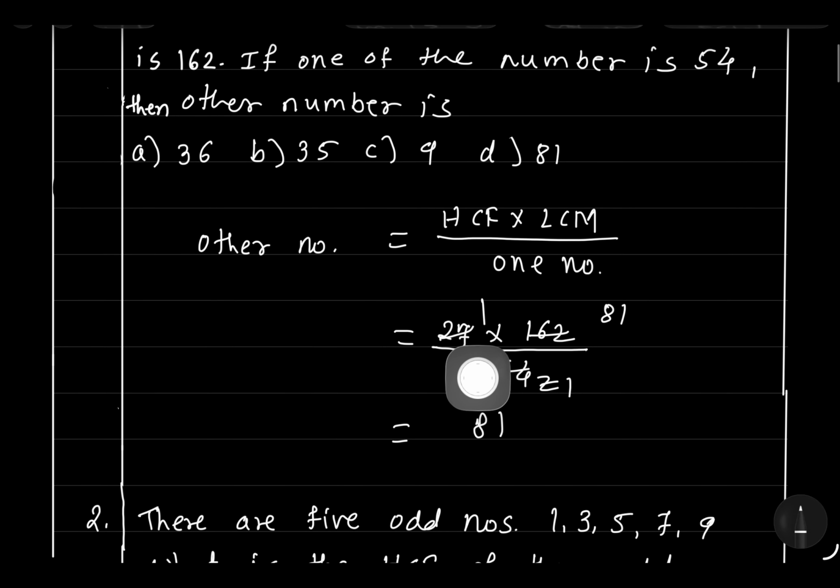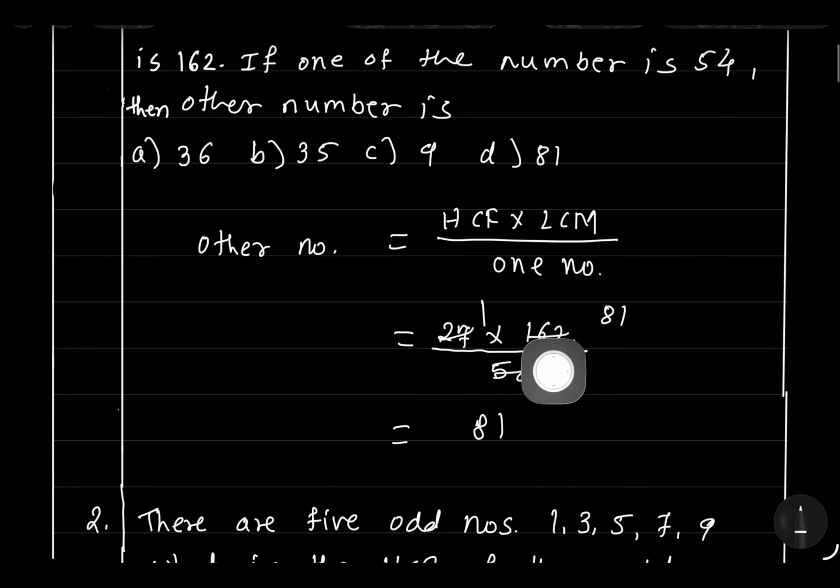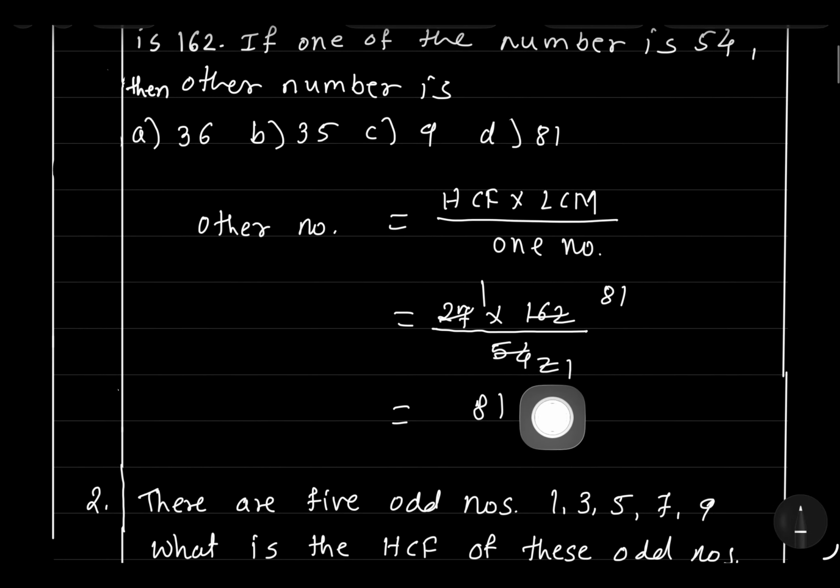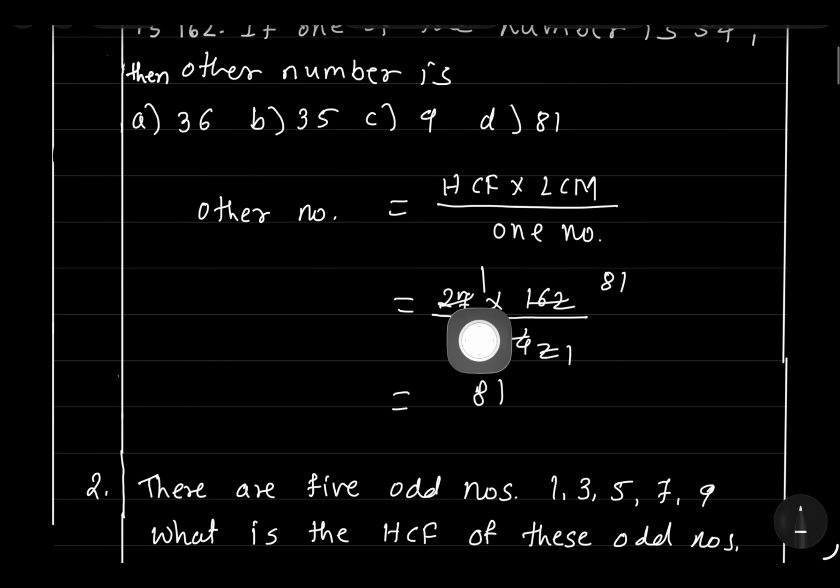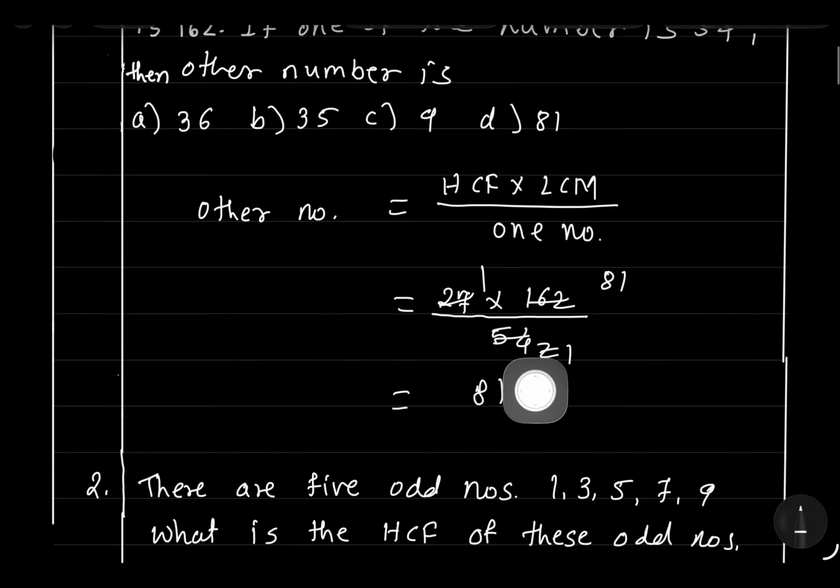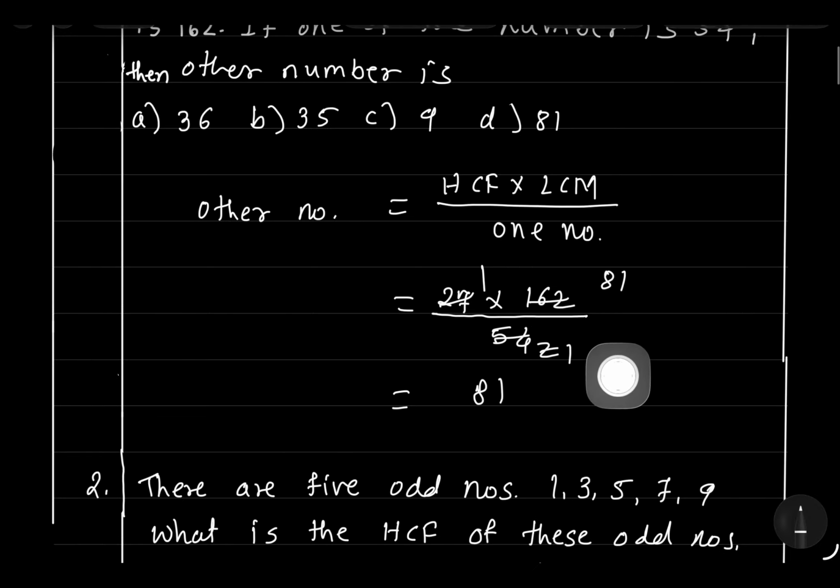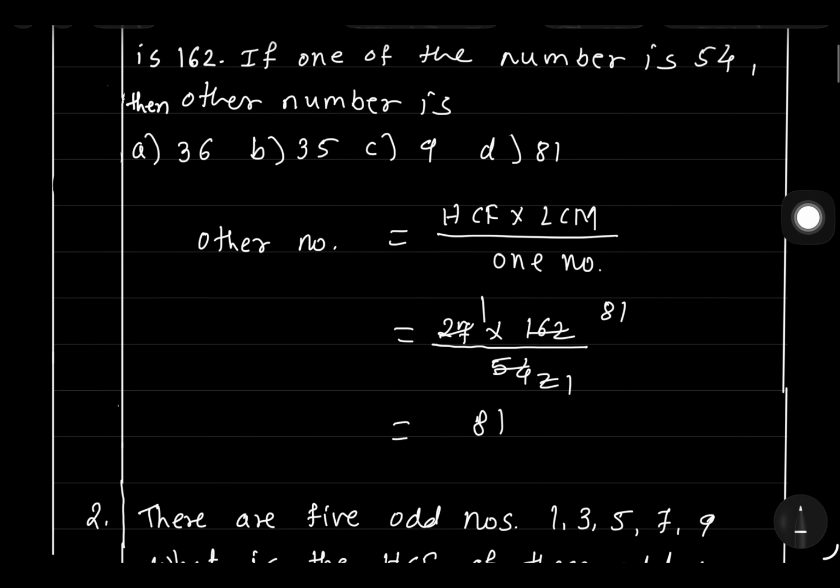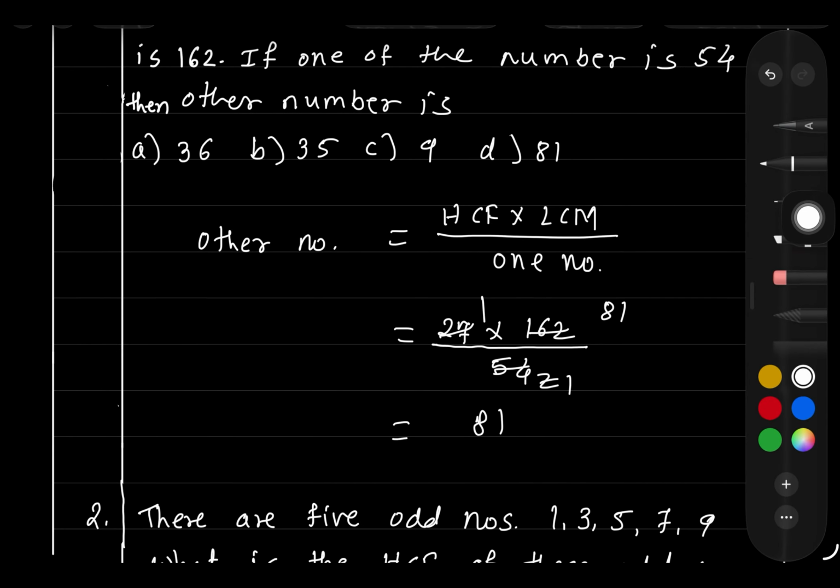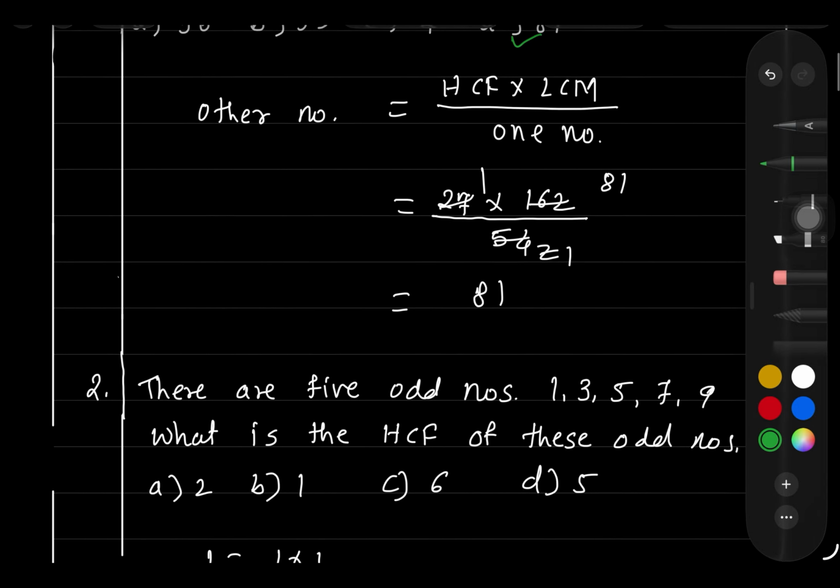So HCF is 27, LCM is 162, and one number is 54. So if we divide 27 upon 54, 27 ones are 27, 27 twos are 54, so you will get 2 as the answer. Again, 162 divided by 2 you will get 81. So the other number is 81. Here the option given is D, so this is the answer, option D.